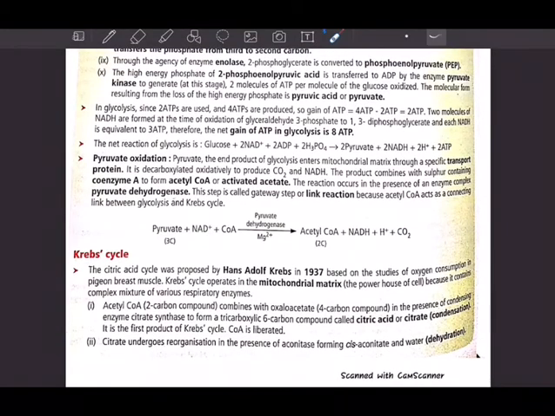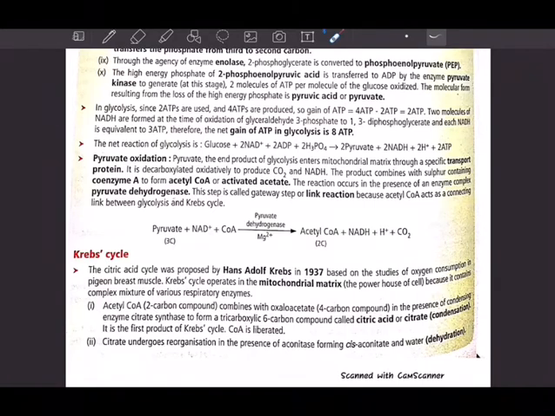So pyruvic acid to acetyl-CoA, 2 molecules of NAD, because 1 pyruvate molecule, 1 NADH, 2 pyruvate molecules, 1 more NADH, so 2 NADH. Each NADH, as I said above, is worth 3 ATP. So 2 into 3, 6 ATP molecules are produced in this link reaction. Okay, you must remember. So glycolysis 8, right? And link reaction, pyruvate oxidation, 2 NADH, 2 into 3, so 6 ATP. So 6 plus 8, how much? 14 ATPs are produced as of now.